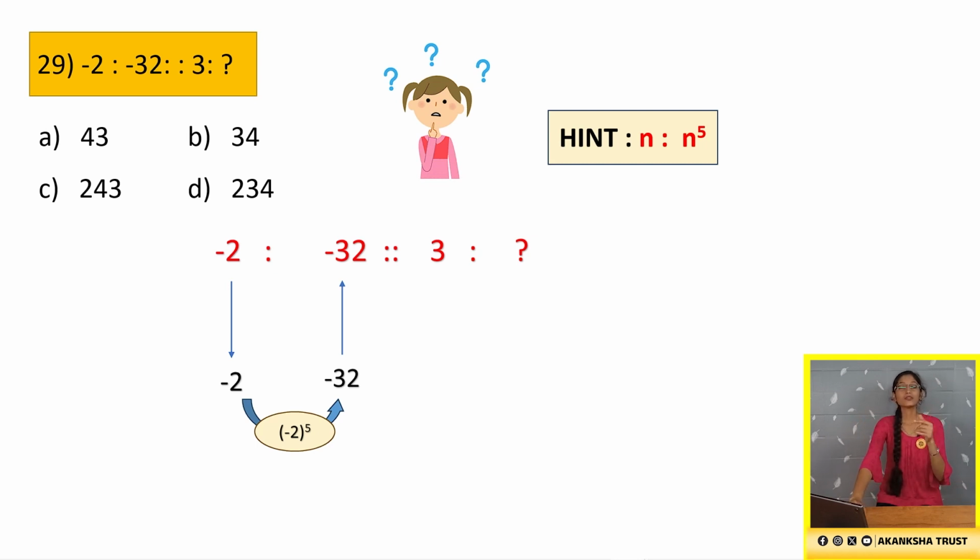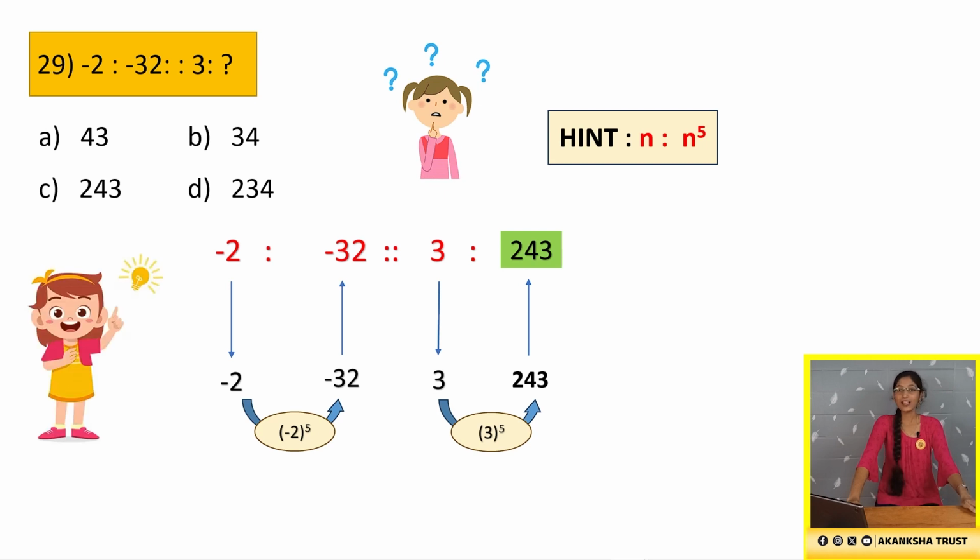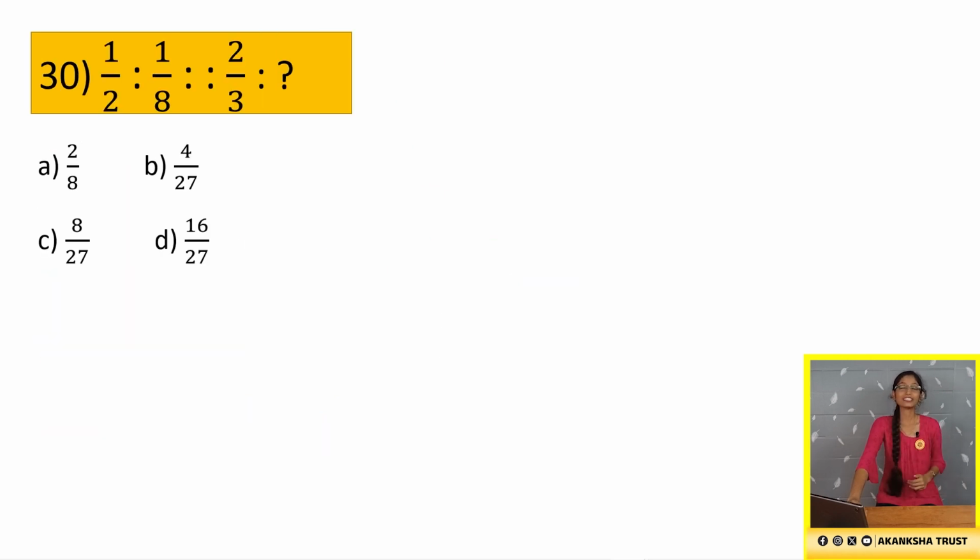Okay. So the next number, is it positive or negative? Positive. Plus 3. So 3 to the power 5, what do we have to find now? 243. Otherwise you can multiply 3 into 3, you know that. Then again 3, you can guess. 3 into 3 is 9, 9 into 3 is 27. Then you can multiply using the multiplication method. So we arrive at 243, which is in option C. So that's our answer.